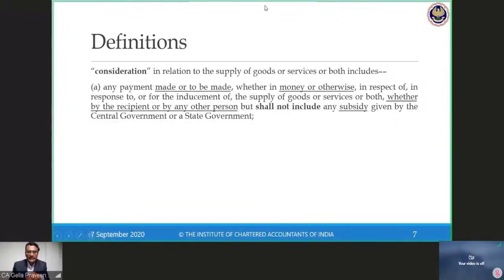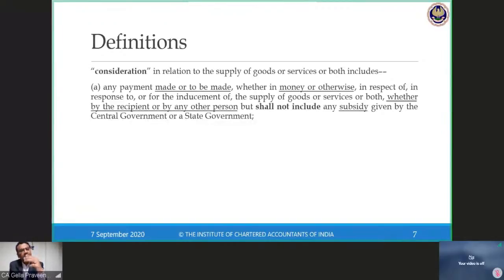Now, I'll spend decent time on these definitions for the simple reason that when you get more clarity on these definitions, your entire interpretation, your entire subject is revolving around this particular topic. So give importance to the language which I have used. It says any payment made or to be made. What is this made or to be made? You can put your answers in your question window.